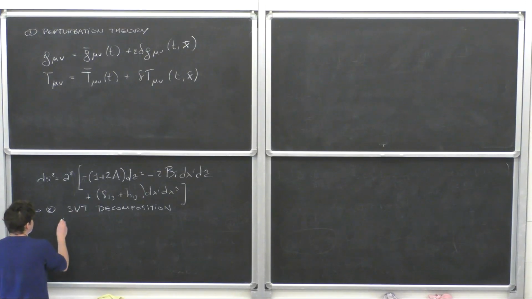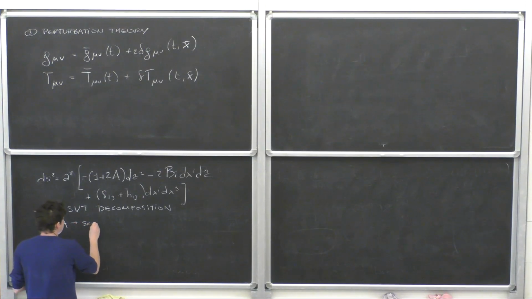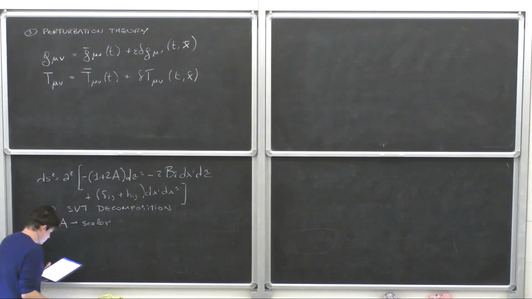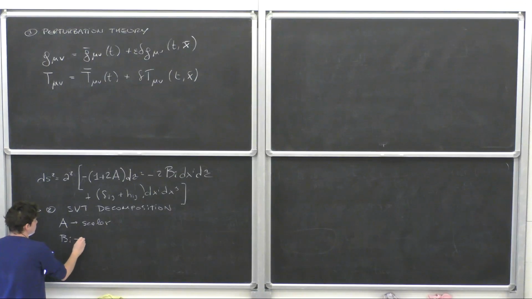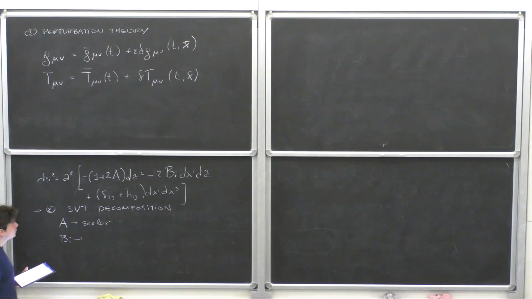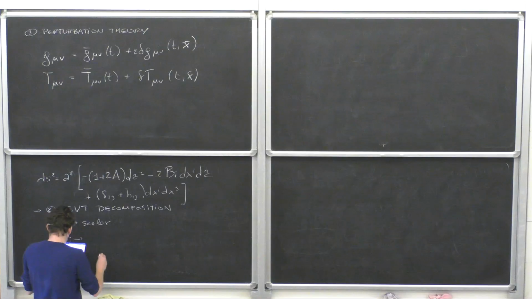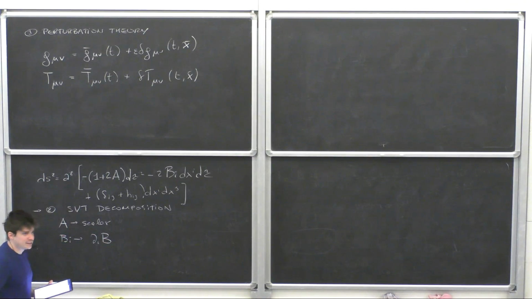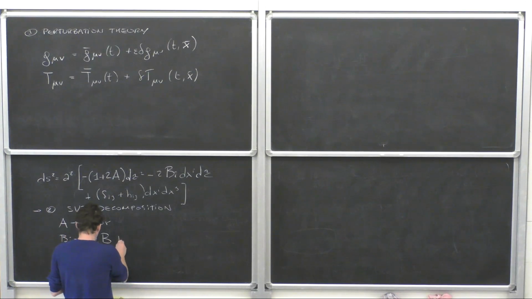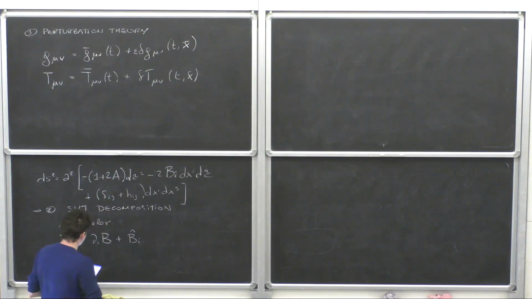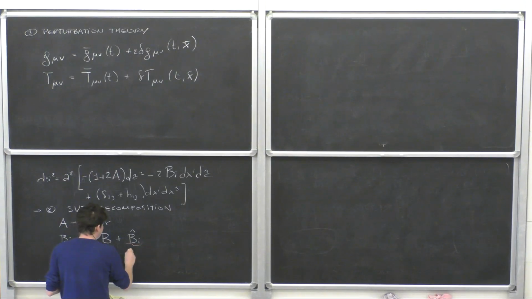So A is already a scalar, so we are not going to do anything. While B has an index, so we would like to write B as the 3D gradient of a scalar field plus a vector field, and this is the scalar part, and this is the vector part.